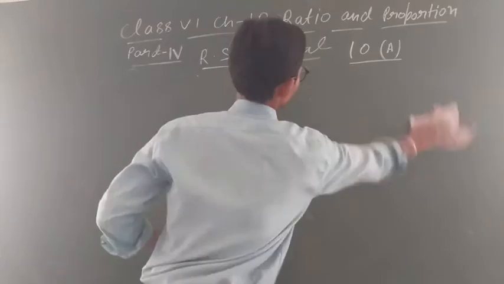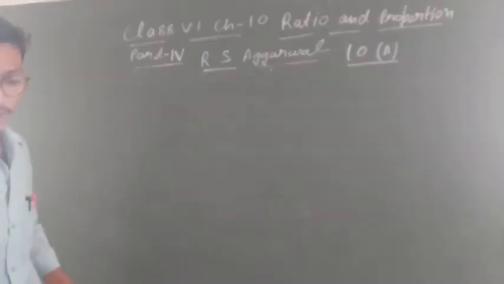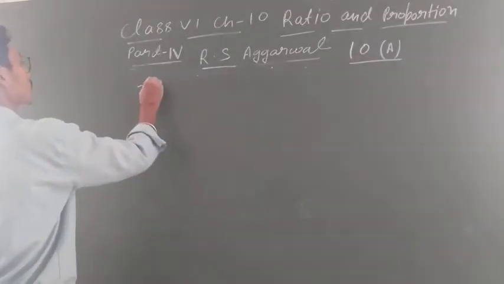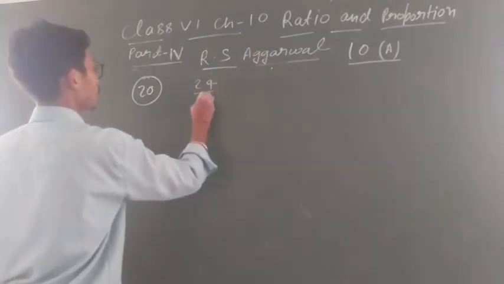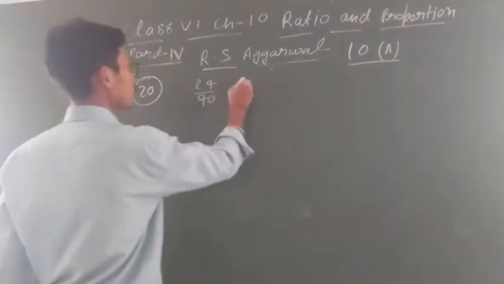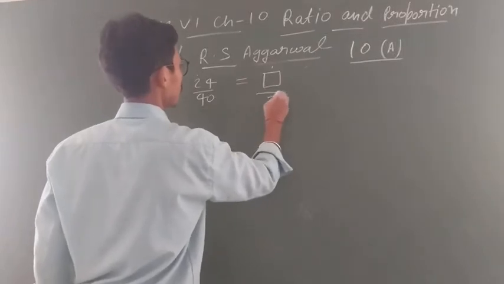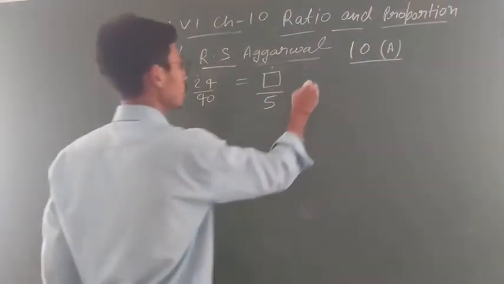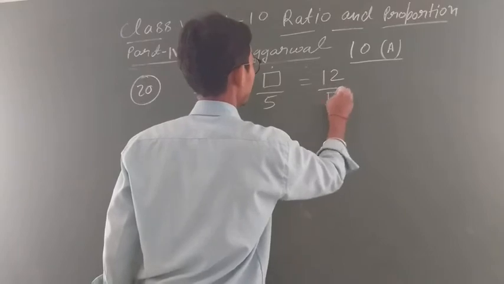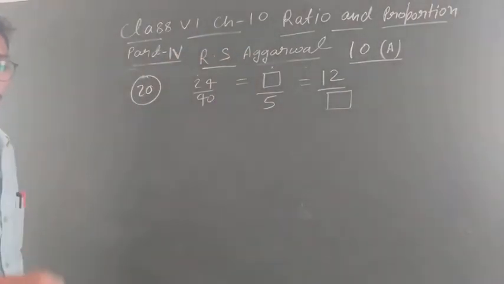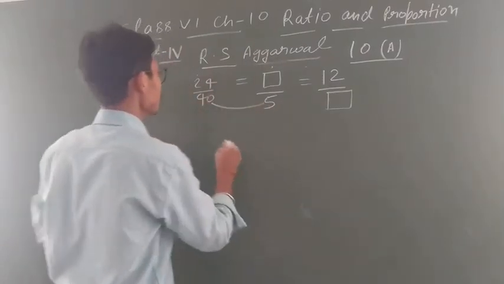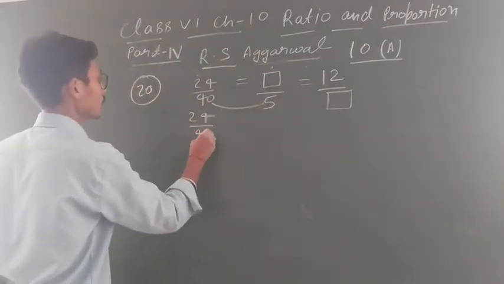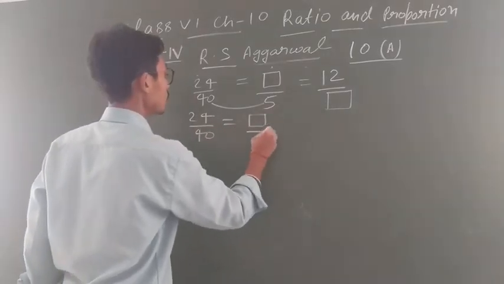Okay. Now come to the next question student. Next question is given 20. Question number 20. See what is given? Fill in the blanks. It is given 24 upon 40 is equal to blank upon 5 equal to 12 upon blank. Okay? Now you will take one thing. See, you can take first this one. So 24 upon 40 equal to box upon 5.